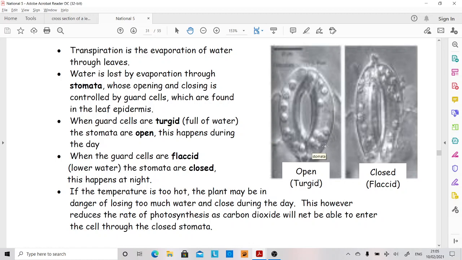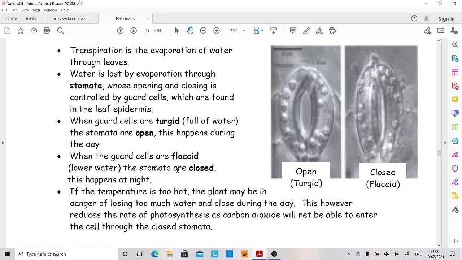When guard cells have plenty of water in them, that forces the stomata to be open. And when they lose water and become plasmolized or flaccid, the stomata close, and that prevents water loss from a plant that's already lost water. You don't actually need to know this mechanism of how they open and close. That's not required for National 5, but you do need to know that the guard cells control the opening and closing of the stomata. So transpiration is evaporation of water out of the leaves, and the water comes out through the stomata and it's all controlled by guard cells.